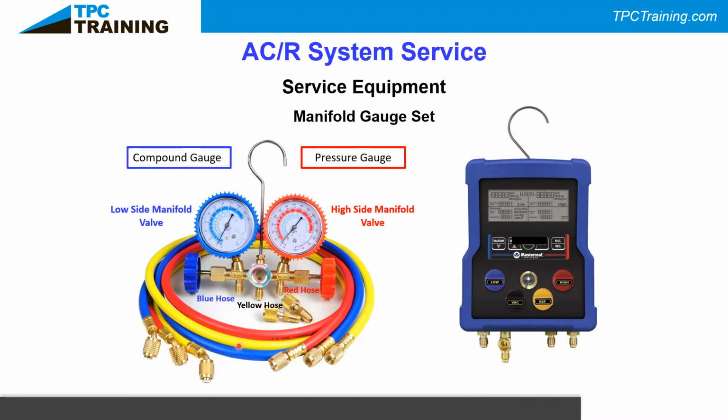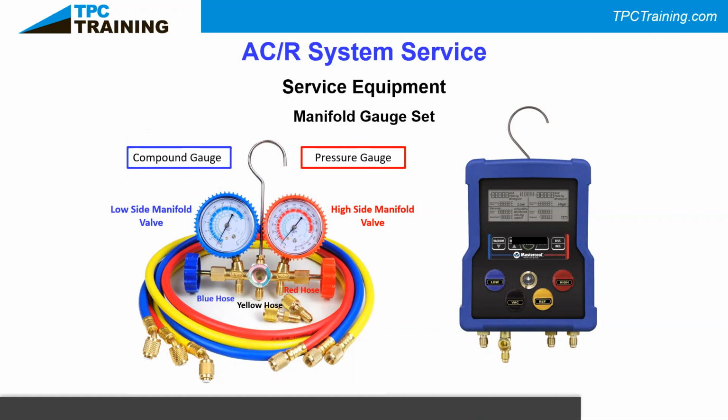And the yellow hose is what we use when we're going to move the refrigerant in our system, out of our system, called recovery, or to try to remove moisture and air out of our system by dehydrating the system down below atmospheric pressure.